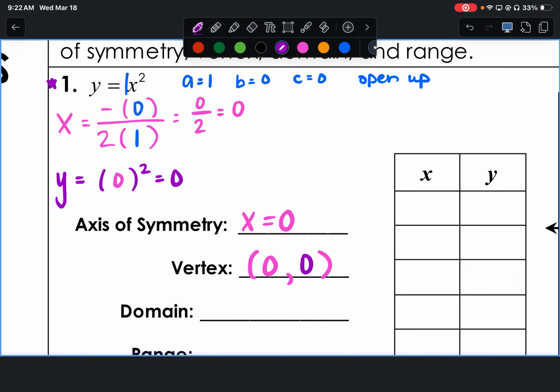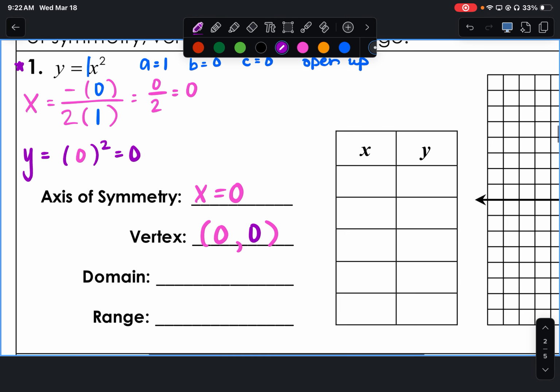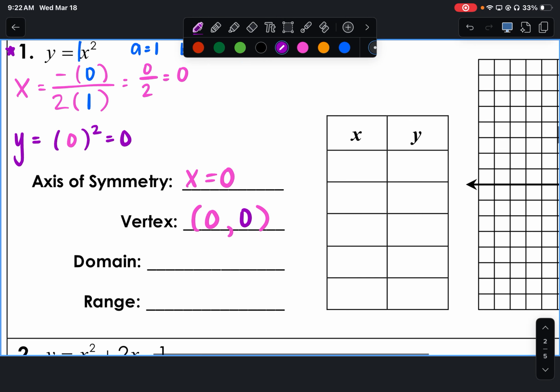Okay. All right, now, when we look at this, our vertex has to go in the middle of our table because our vertex is the middle of our parabola, okay? So it goes in the middle. And then we're going to put points on both sides of it. What is a number that's smaller than 0? -1. What's even smaller than that? -2. What's bigger than 0? 1 and 2.